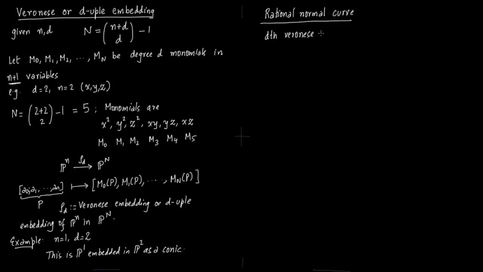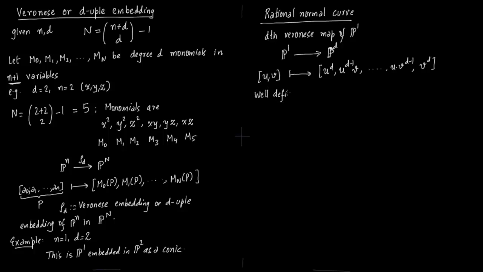So this is dth Veronese map of P1. So now small n is just 1 and you're going into PD. So the map is very natural. U, V are getting mapped to U superscript D, U D minus 1 times V, all the way to U times V D minus 1 and V superscript D. Now this morphism is well defined because all monomials have same degree.